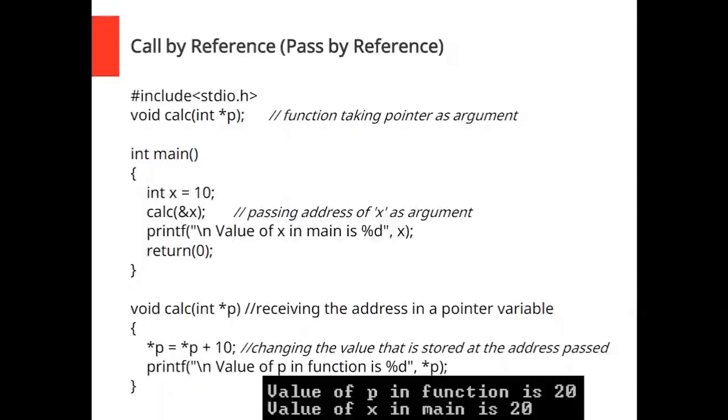So this is the difference between call by value and call by reference methods. In call by value, the value is copied to the function, whereas in call by reference, the address of the variable is copied to the function. Hence, any change we make inside the function affects the main or the calling function.